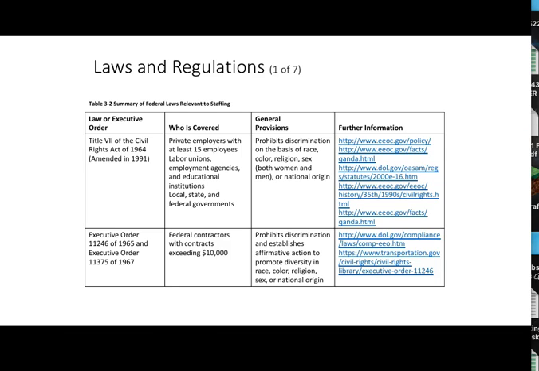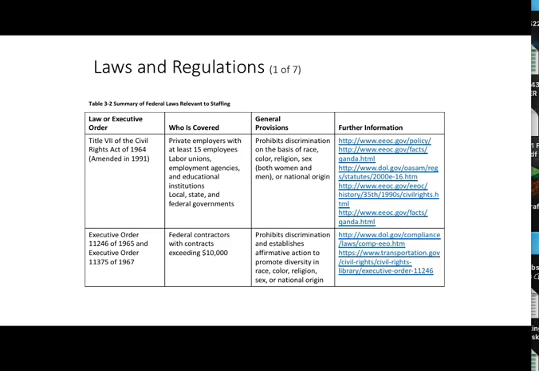The next 7 slides are a really great summary of the laws and regulations that impact EEO law, and particularly the staffing side of things. The first column talks about the law or the executive order, and you should remember the difference between the two. They talk about who is covered or who is required to comply with this law in the second column. So, for example, Title VII, private employers with at least 15 employees, et cetera, are required to do Title VII.